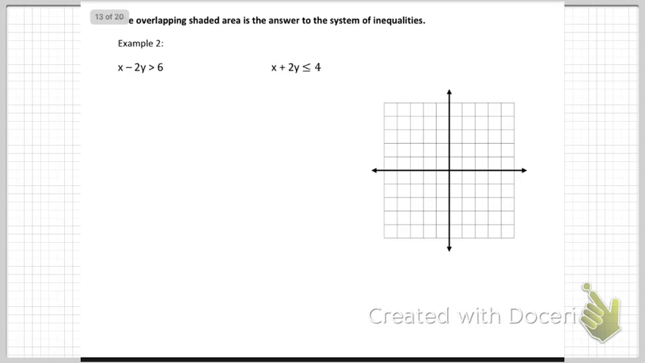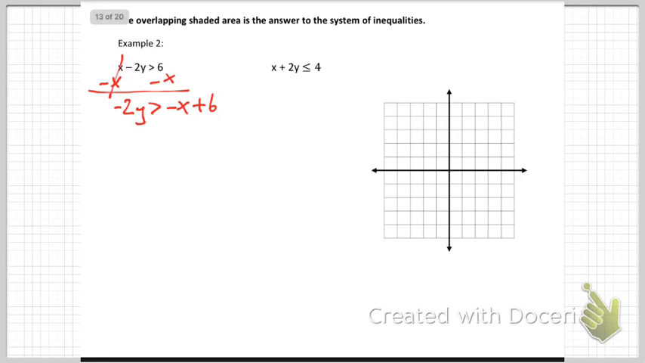So let's start with the first one. I'm going to do the first one in red here. So I'm going to subtract x from both sides. Property of equality. Subtraction, that's 0, so that cancels. I get -2y is greater than -x plus 6.